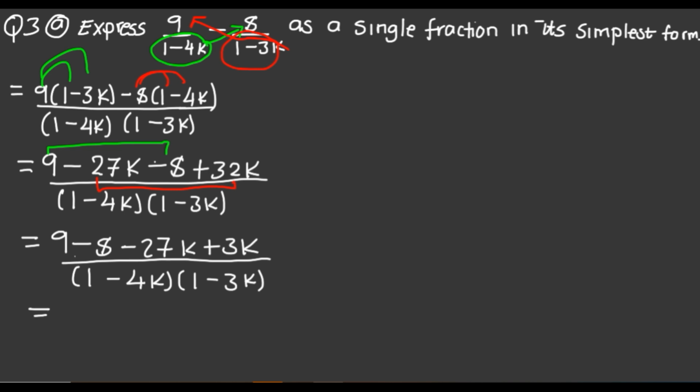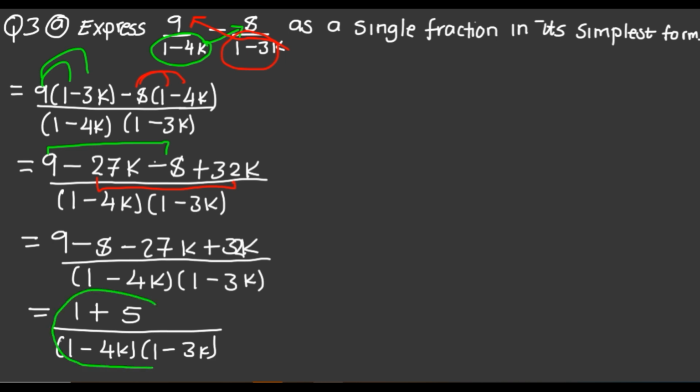Okay, so now we can do the maths. 9 minus 8 is 1. Negative 27k plus 32k will give us 5k. So we have 5k over 1 minus 4k, 1 minus 3k. As you can see, this is the single fraction that we wanted, so that is our final answer here.